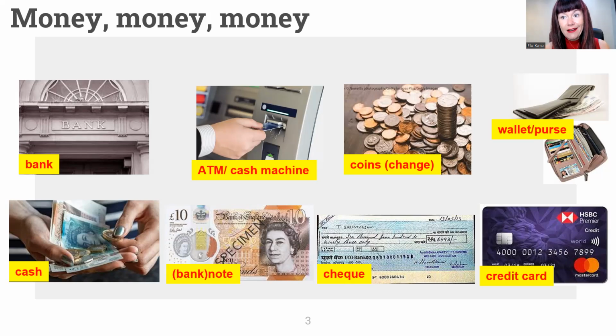Credit card, otherwise known as plastic. We can call it plastic. This is a colloquial name. Do you pay cash or do you pay by plastic? Usually, people say, do you pay by cash or by credit card? But people colloquially know it as plastic, as opposed to paper money. This is plastic money. Okay. Cool. So bank, ATM, cash machine, coins, change, wallet, purse, cash, banknote or note, check, credit card. If these were your answers, well done. Okay, let us move on.